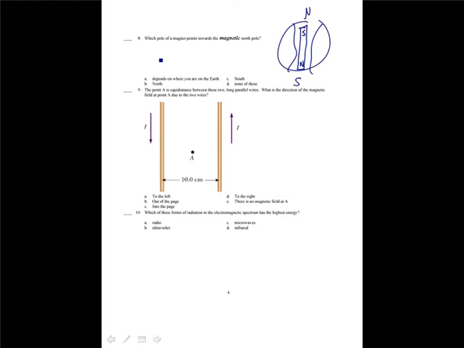Another way to think about this is that the opposite poles are attracted. So you can just say a south pole of one magnet is attracted to the north pole of the other magnet, but the other magnet just happens to be the Earth.